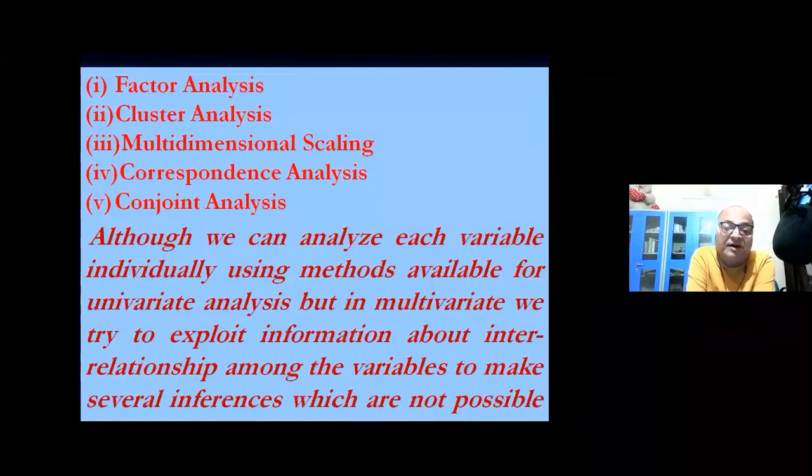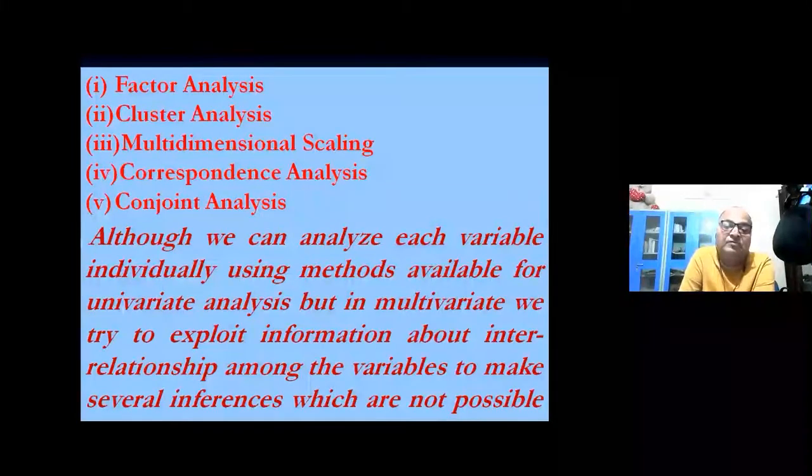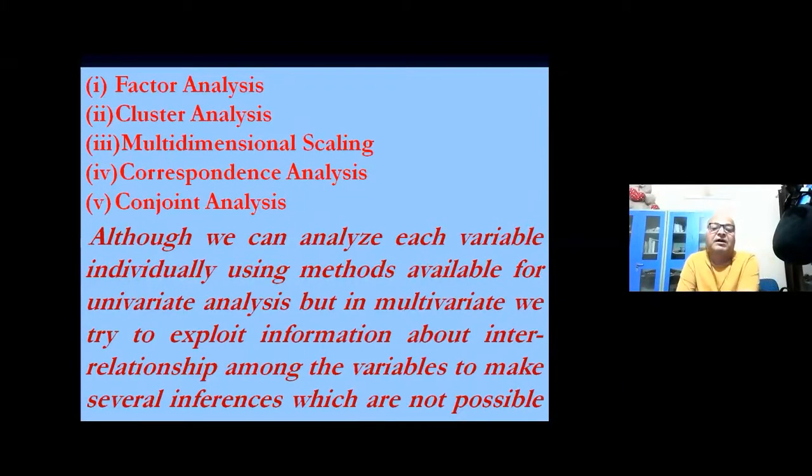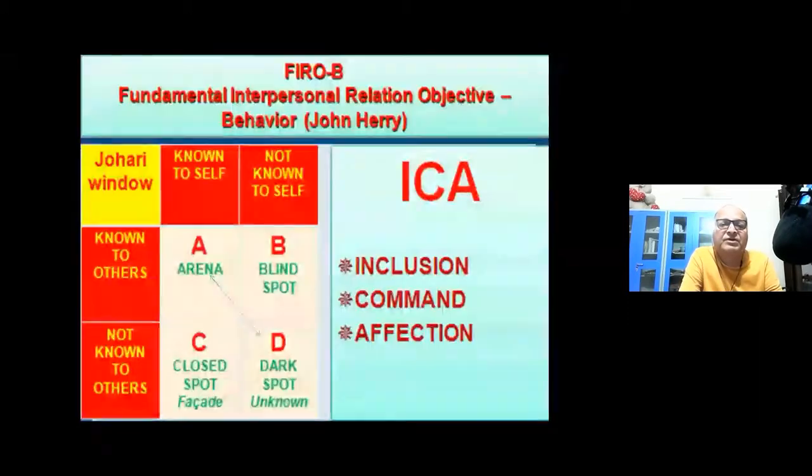So, although we can analyze each variable individually using methods available in univariate analysis, what we have discussed till today, in multivariate analysis we try to exploit the relationship among the variables to make several inferences which are not otherwise possible. That's why I shared this. In that situation, I have drawn this type of normal distribution, and 34.13% of the data, or probability area of the curve, is this. Similarly for 13.6, 2.2, and 0.18. So this is the way that in real practice and real-life data we can also apply the normal test.